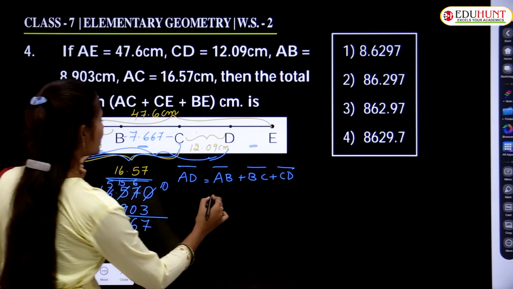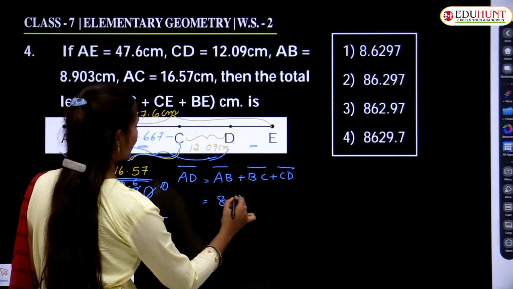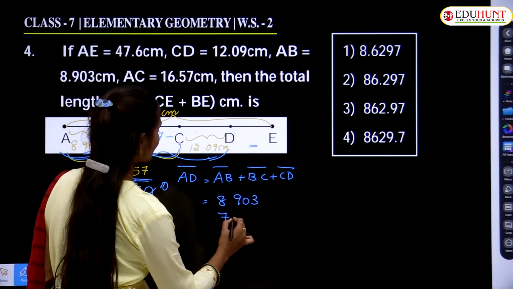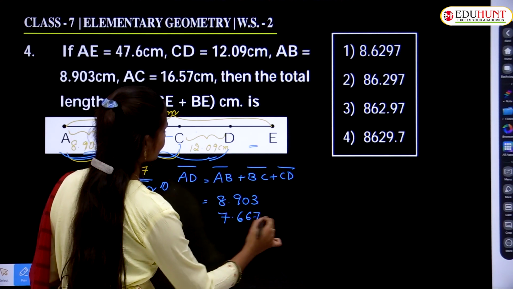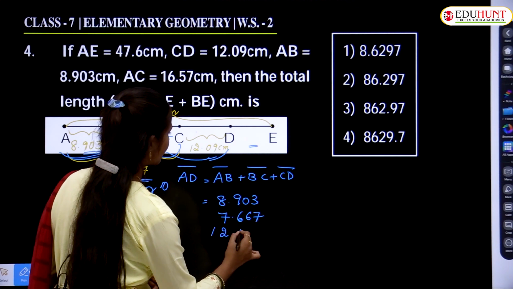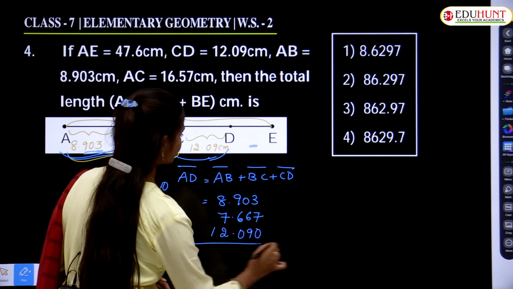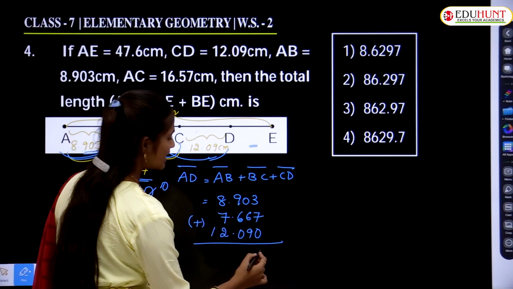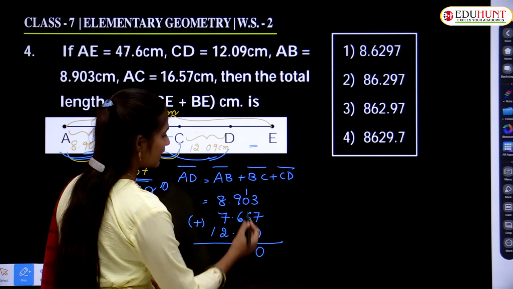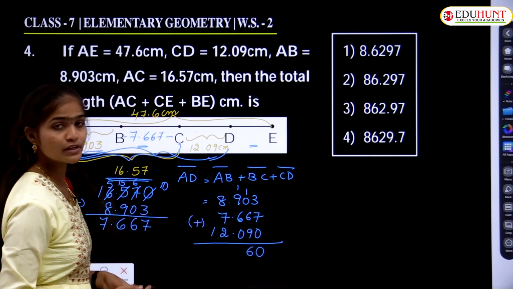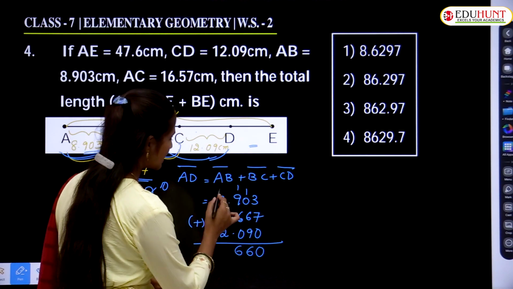So AB is equal to 8.903. Next, BC is equal to 7.667. Next, CD is equal to 12.09. So if you add these all, then what will you get here? 7 plus 3 is equal to 10. And 9 plus 1, 10. 10 plus 6 is equal to 16. 9 plus 1 is equal to 10. 10 plus 6 is equal to 16.